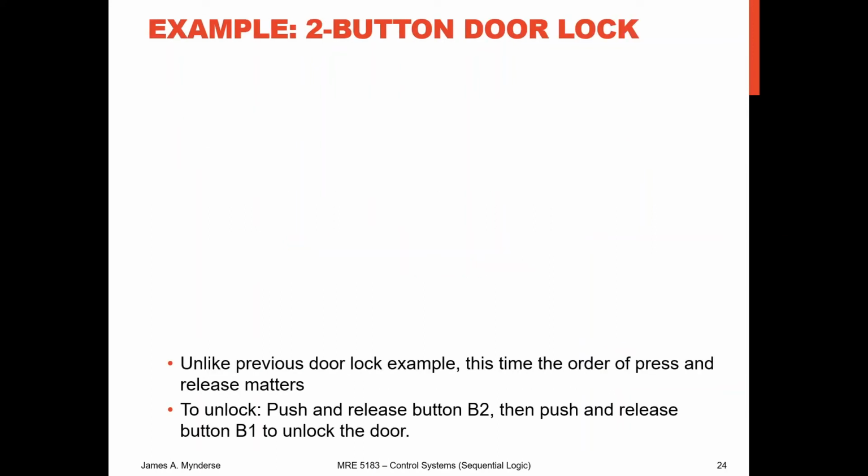So let's do an example, and let's use a door lock again. So we're going to use a 2-button door lock, only this one's not going to be nearly as bad as the last one. So we've got 2 buttons, B1 and B2, and the result is lock. And in this case, we want to have the order matter. So previously we had a static system and we had to press things all at the same time, and now we want a dynamic system where the unlock is going to be press and release 2 and then press and release 1. So the order matters and the timing matters a little bit.